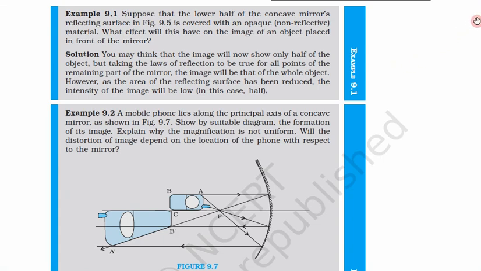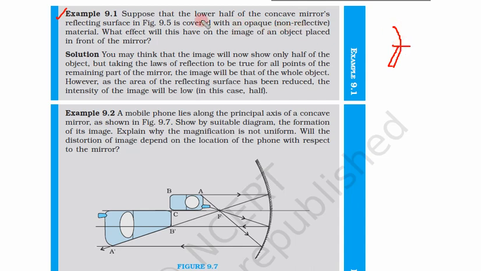Now let us see example 9.1. Suppose that the lower half of the concave mirror reflecting surface, figure 9.5, is covered with an opaque non-reflective material. What effect will this have on the image of the object placed in front of the mirror? So we have already done this example and we learned that it does not matter whether the mirror is half reflecting and half non-reflecting.